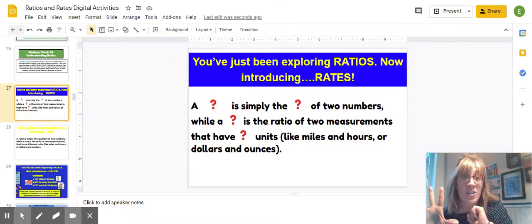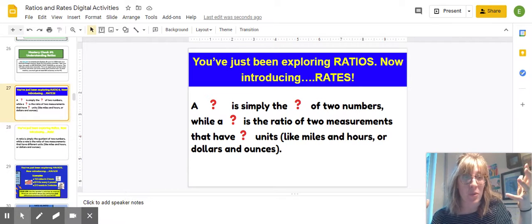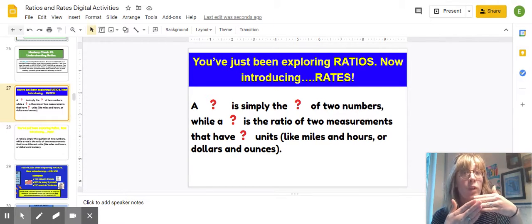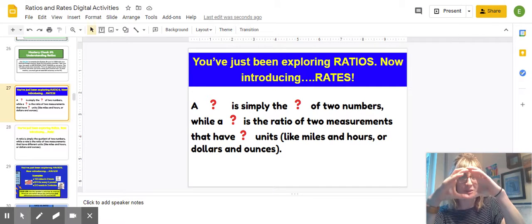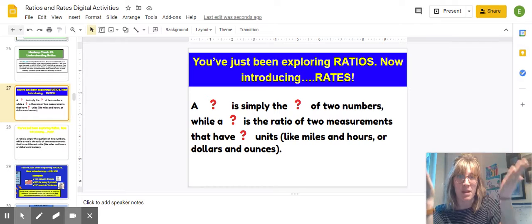Okay, so ratios and rates are kind of one and the same, right? They live within the same family, if you will. But a rate is a very specific type of ratio, right? So it's sort of within the same umbrella, but just a little bit more specific.